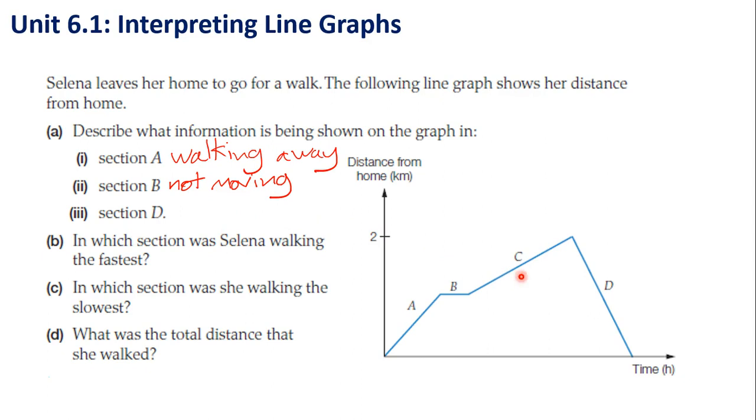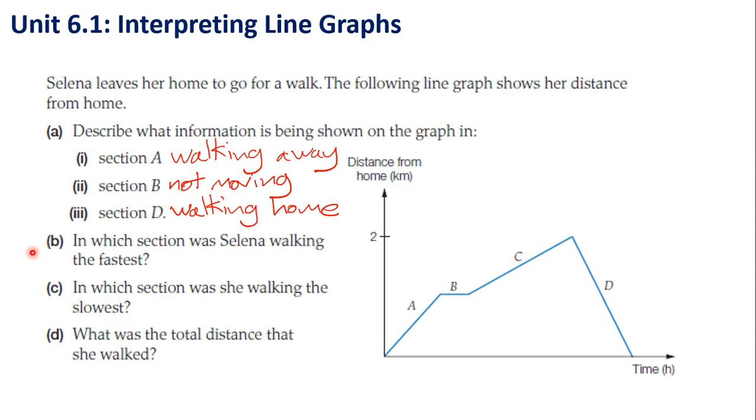Then section D. So in section C, she started moving again, started walking further away from home. But then in section D, the direction of the graph changes and she starts moving in the opposite direction. So her distance goes from 2 kilometers away back to the origin, to 0. So in section D, she must be walking back home.